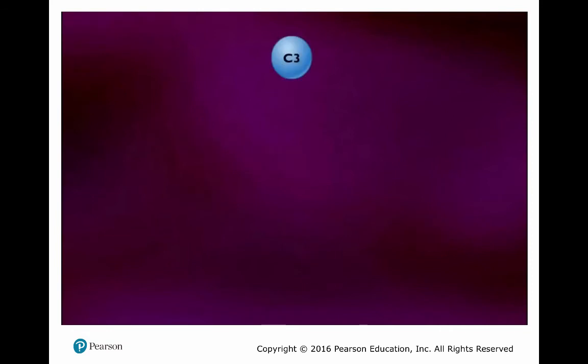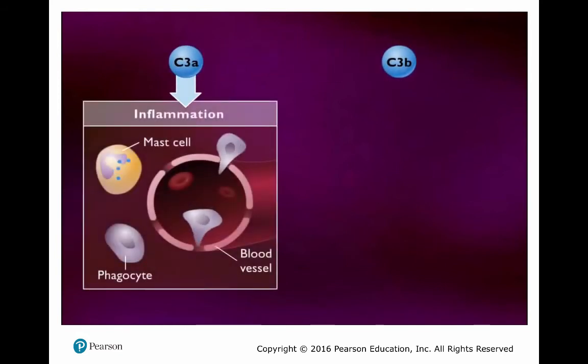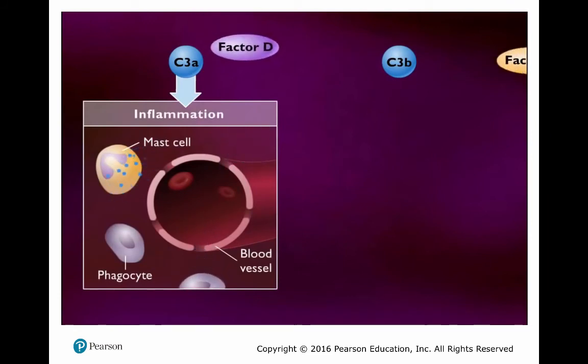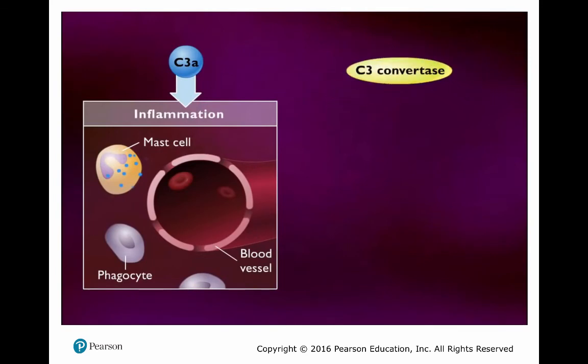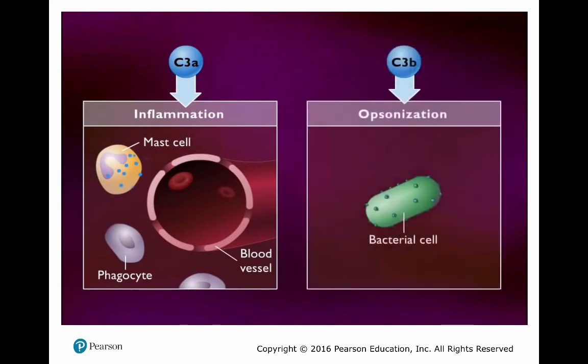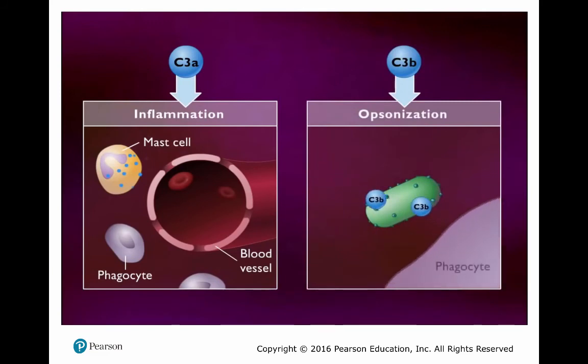Both of these pathways of complement activation follow the same sequence after cleavage of C3. C3a is involved in stimulating inflammation. C3b reacts with other complement components to form C3 convertase, which forms more C3a and C3b. C3b also attaches to the surfaces of microorganisms. Phagocytes have a binding site for C3b.